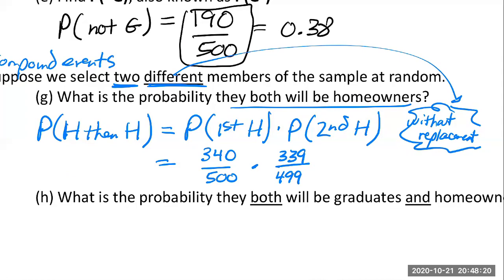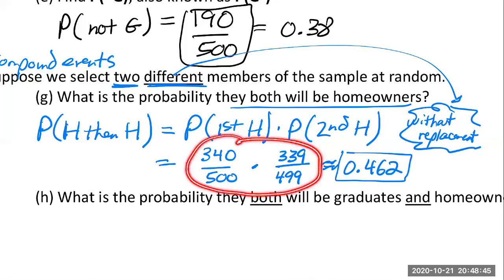So let's see if I did that right. 340 divided by 500. We'll do it the other way. Times 339 divided by 499. Oh yeah, I did it right the first time. So that would equal, you can check my work, roughly, I'm going to round a little bit, 0.462. And that would be your answer on the AP exam. But you definitely have to show this work on the AP exam, not just the answer.